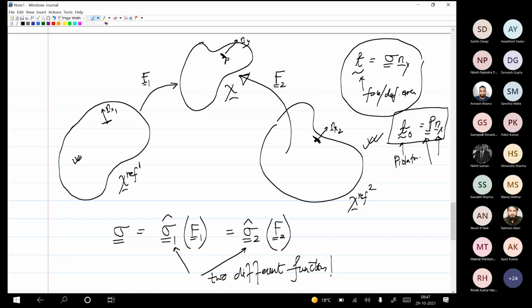Now, another thing very interesting is that now we can also relate the two configurations. You can go from configuration 1 to configuration 2, for example, because it's the same body, right? So you can think of a deformation gradient H relating local material lines in configuration 1 to material lines in configuration 2. So H is basically relating the two reference configurations.